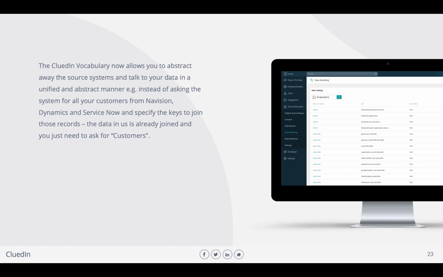And instead of talking about systems like Navision and Dynamics, I would much rather just say, I want our customers. I don't want to need to keep track of where those customers exist. That is the problem that exists today with siloed systems. So the CluedIn vocabulary allows me to achieve that.